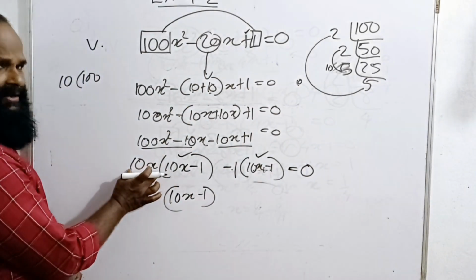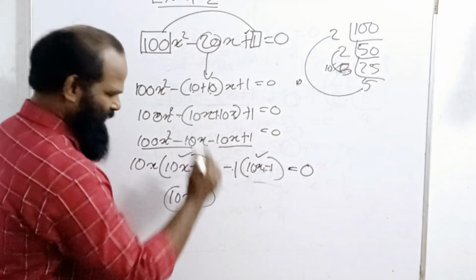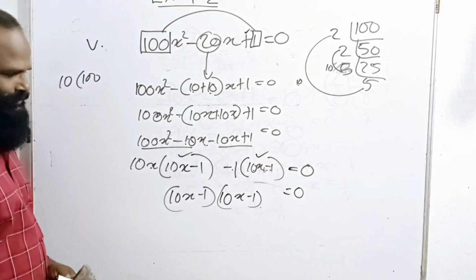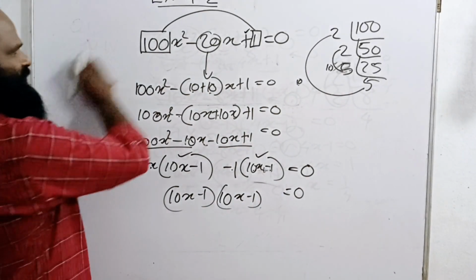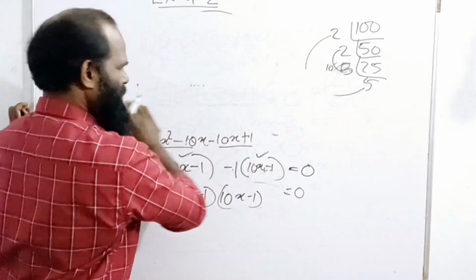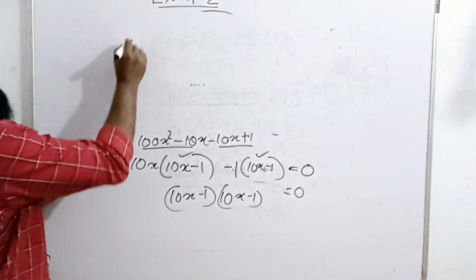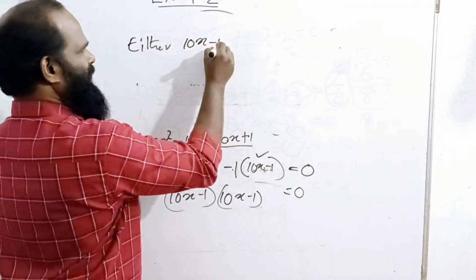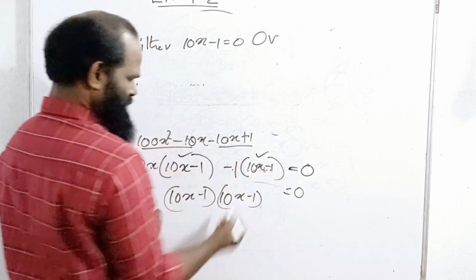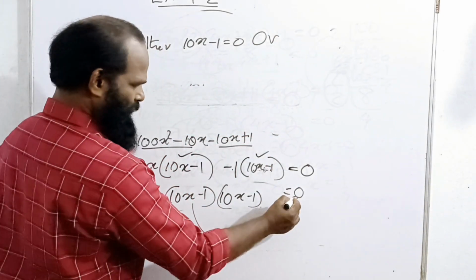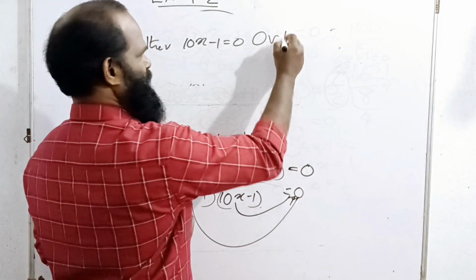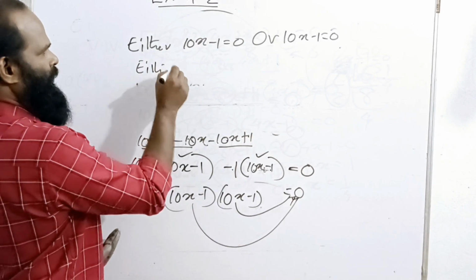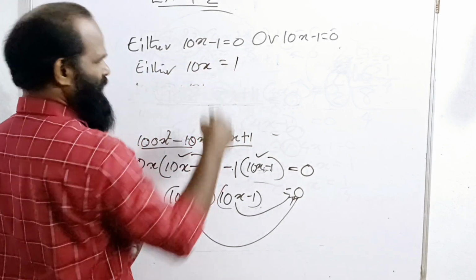With the numbers outside the bracket, we form another binomial, 10x minus 1. 10x minus 1 is equal to 0. Now we shall find the value of x. Either, this step is known to all of you, either 10x minus 1 is equal to 0 or this 10x minus 1 is equal to 0. Again, either 10x is equal to 1.